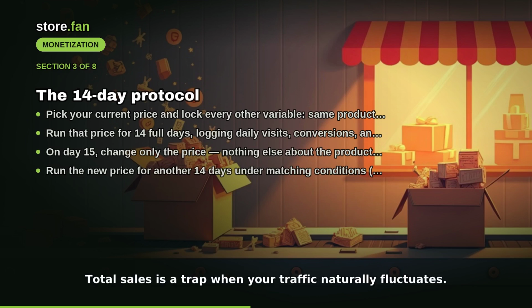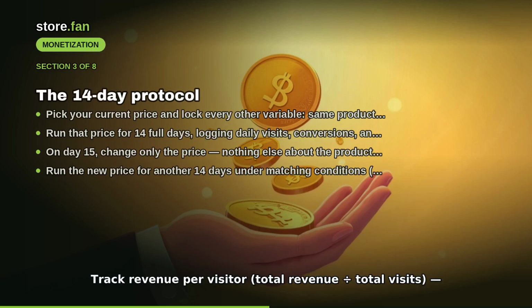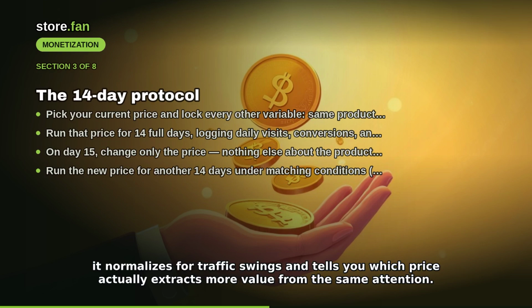The metric that matters. Total sales is a trap when your traffic naturally fluctuates. If week 1-2 got 340 visitors and week 3-4 got 210, comparing raw sale counts will mislead you every time. Track revenue per visitor: total revenue divided by total visits. It normalizes for traffic swings and tells you which price actually extracts more value from the same attention.